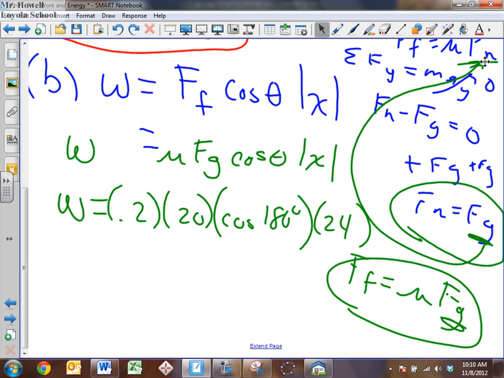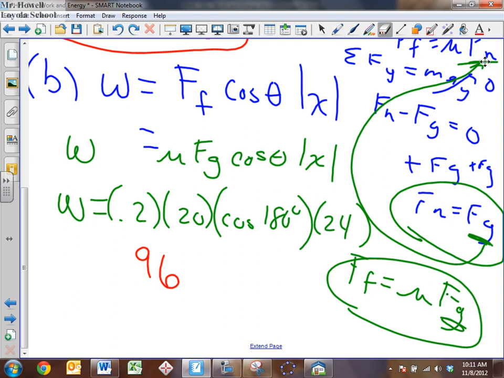What's the cosine of 180, Joe? Negative 1. So this answer is going to be just a negative quantity, right? So let's go through this. 0.2 times 20 is 4, times 24 is 96. And we put a negative sign in front. And it's joules.